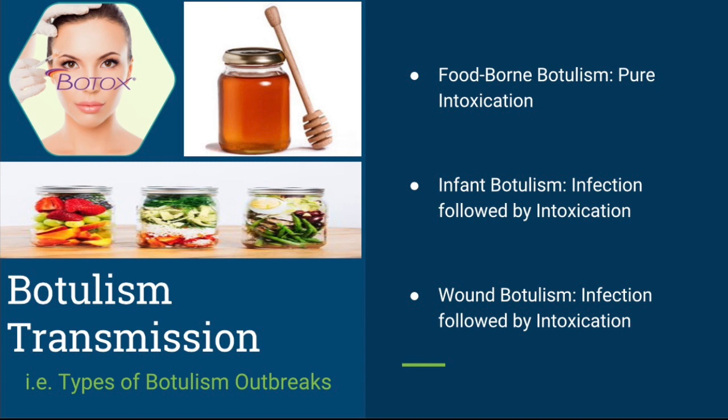Infant botulism is infection followed by intoxication. This is the most common type of botulism found in the United States. There are about 75 cases reported annually. The exact food source is not always known, but there are some common sources such as raw honey, as was mentioned before.